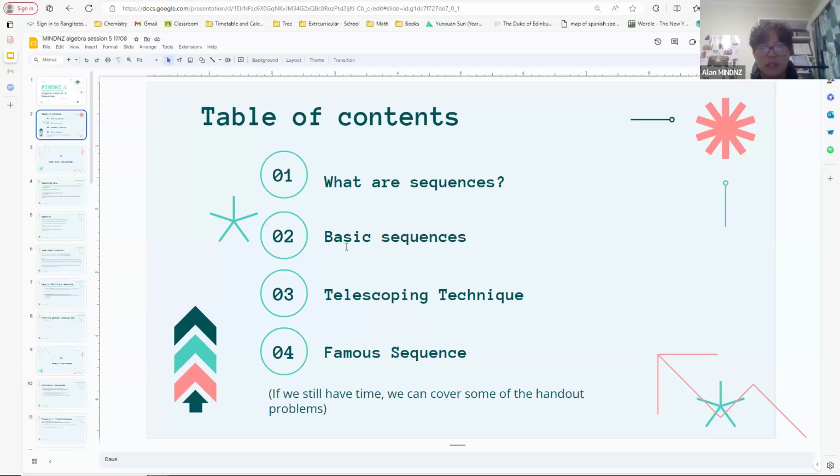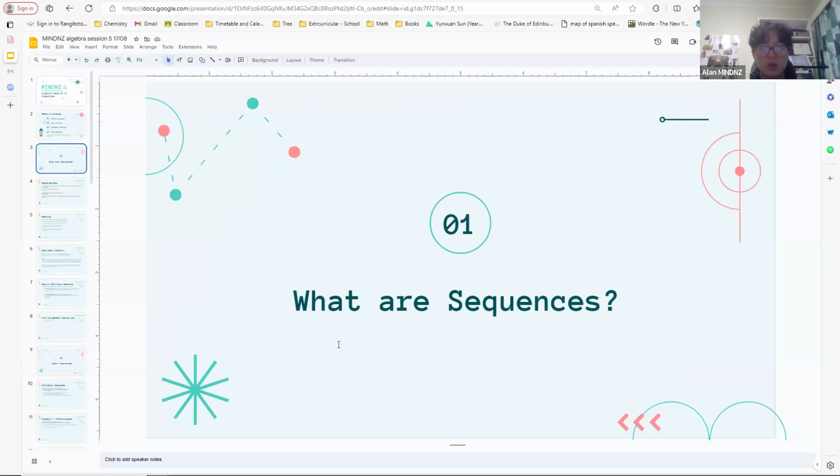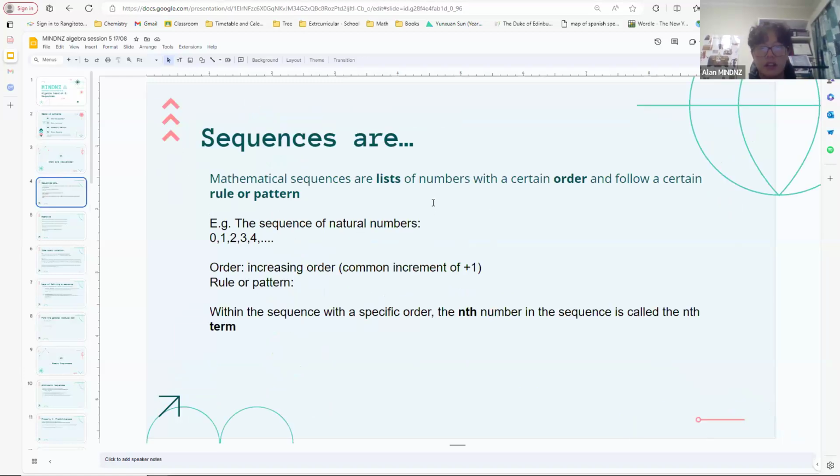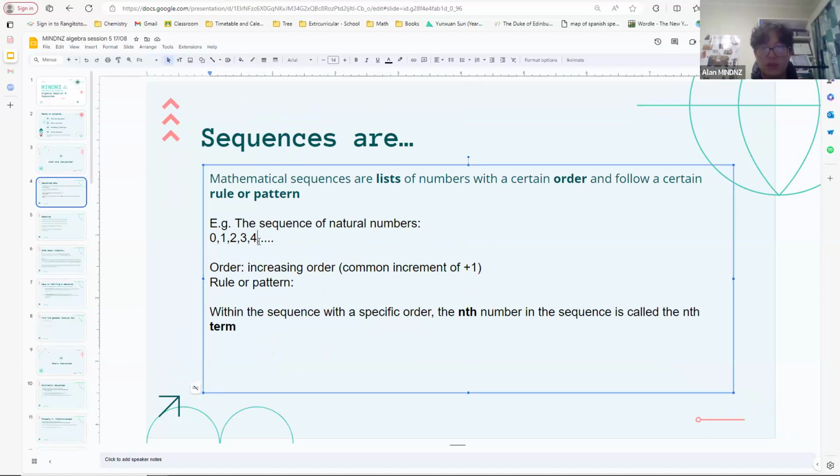And then we'll go through some basic sequences and the telescoping technique and a famous sequence. So what are sequences? They're lists of numbers with a certain order that follow a certain rule or pattern. So an example is the sequence of natural numbers, which is 0, 1, 2, 3, 4, dot, dot, dot.